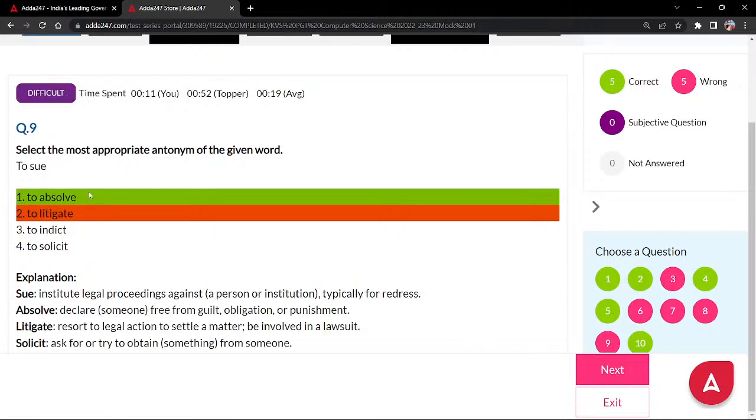Next, to sue. To absolve. Absolve means to declare someone free from guilt, obligation or punishment. To sue, the antonym. Sue means legally proceeding against someone, typically for redress. Absolve means to declare free from guilt.